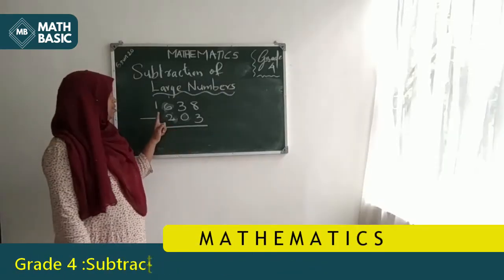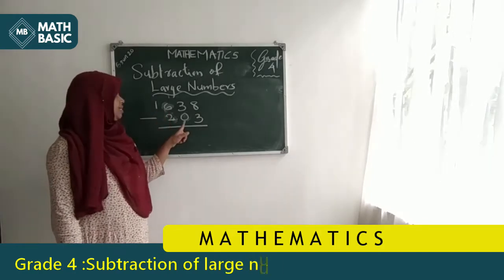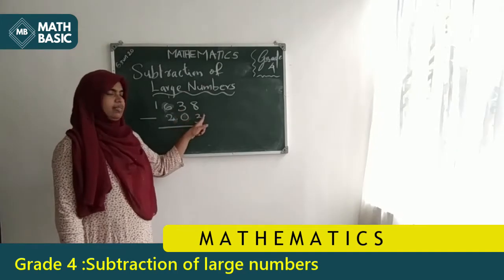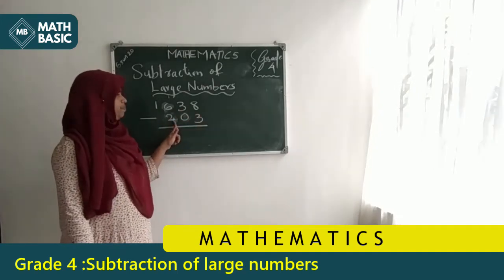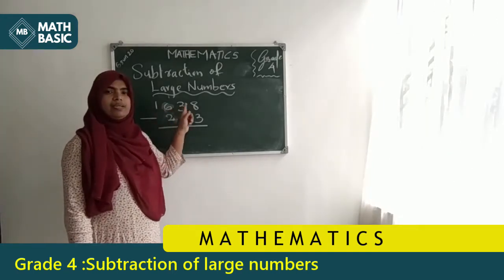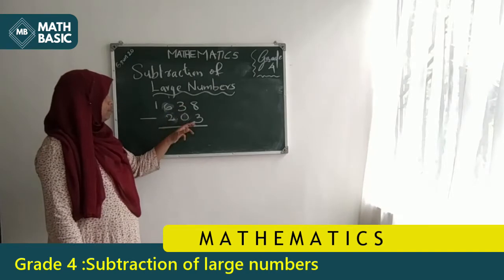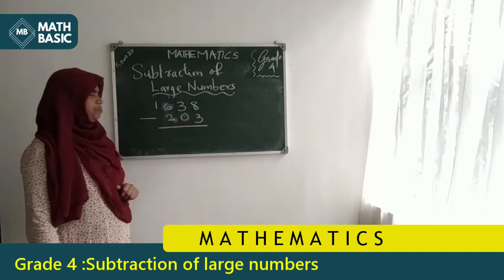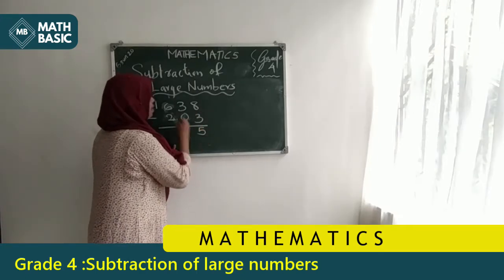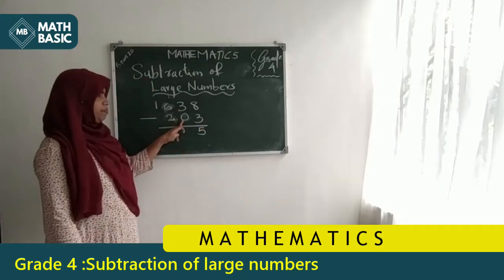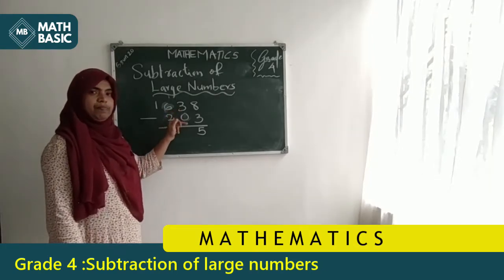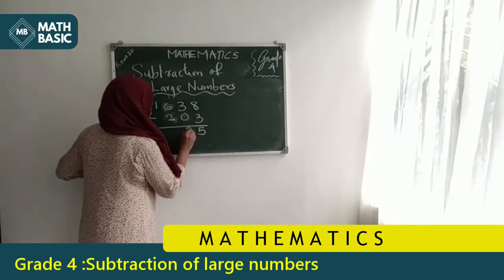Again, one more question. One is a 4-digit number, the second is a 3-digit number. The first number is 1638. The second number is 203. Just subtract 203 from 1638. Here the ones place numbers are 8 and 3. Subtract 3 from 8, that is 5. Then subtract 0 from 3. Subtracting 0 from any number gives the number itself. So 3 is the answer.